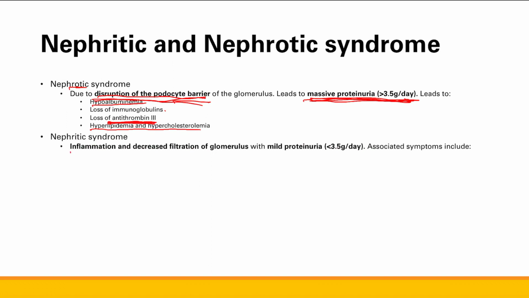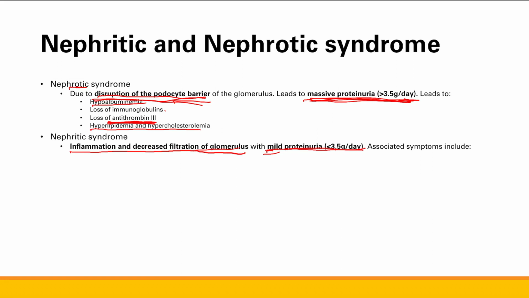Next is nephritic syndrome. Nephritic syndrome is different. The key problem here is inflammation and decreased filtration of the glomerulus. What was the problem in nephrotic syndrome? Disruption of the podocyte barrier. What was the problem in nephritic syndrome? Inflammation and decreased filtration of the glomerulus. Okay? And the key here is that there's going to be inflammation, makes your glomerulus a little more permeable, but it's not going to be that much more permeable. So you're going to have mild proteinuria. It's going to be less than 3.5 grams a day. This is the key difference here.